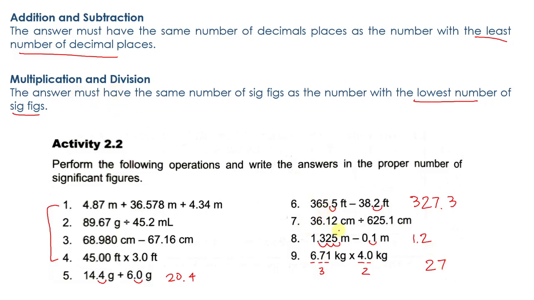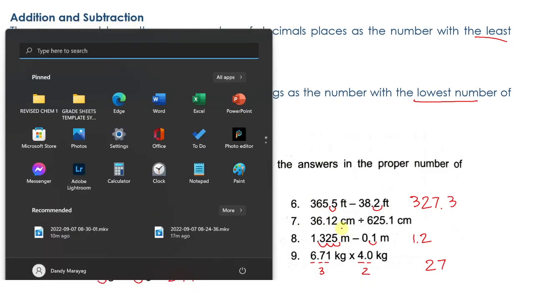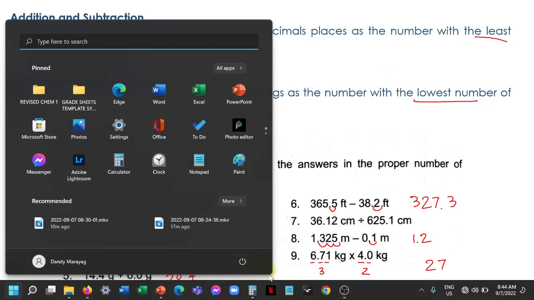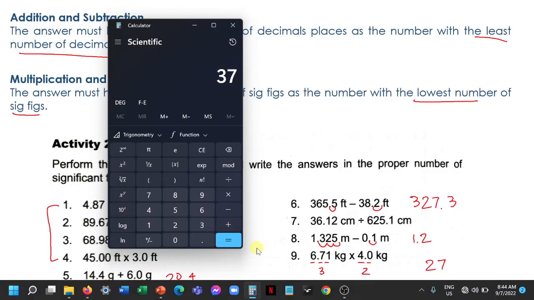Let's go to number 7. 36.12 divided by 625.1. I think I'm going very fast, but it's almost 9 a.m. and I'm supposed to give you the activity at 9 a.m. So I'm just discussing this for you to be prepared for the activity. Okay, 36.12 divided by 625.1. The answer is equal to 0.05 something.